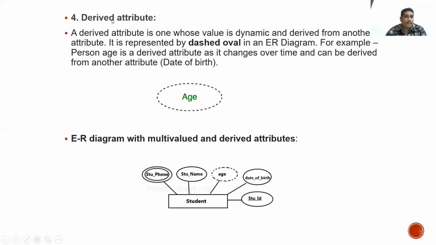Derived attributes. A derived attribute is one whose value is dynamic and derived from another attribute. It is represented by a dashed oval. For example, person age is a derived attribute because if you know the date of birth, automatically you can identify his age. Based upon the date of birth, you are deriving the age. If you say the date of birth of person X, automatically you can say the age of that person. It is a derived attribute.